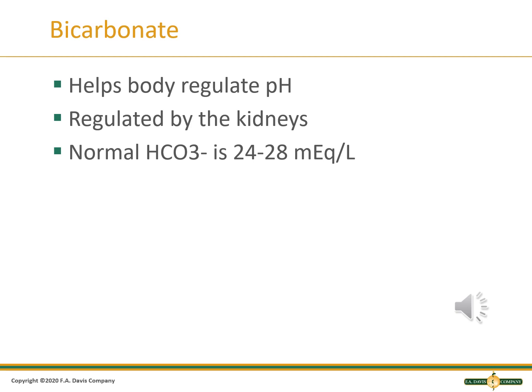The textbook does have one value, but the lab values that we have as a program is 24 to 28 milliequivalents per liter. So if the bicarb is less than 24 milliequivalents per liter, then the person is in acidosis. If the bicarb is greater than 28 milliequivalents per liter, then the person is in alkalosis. So those are the values that we're going to use.